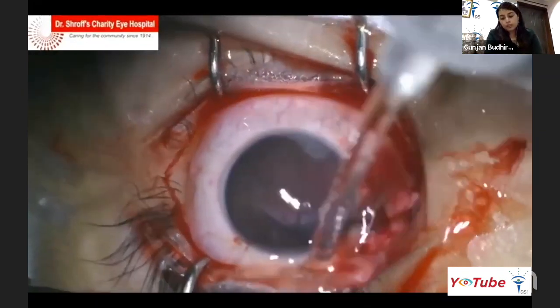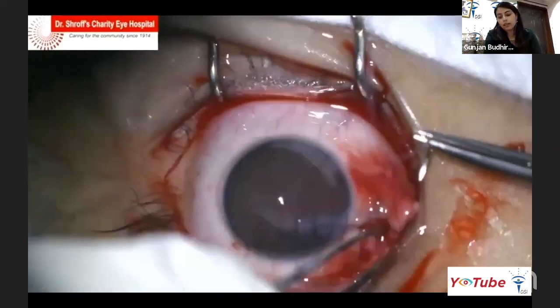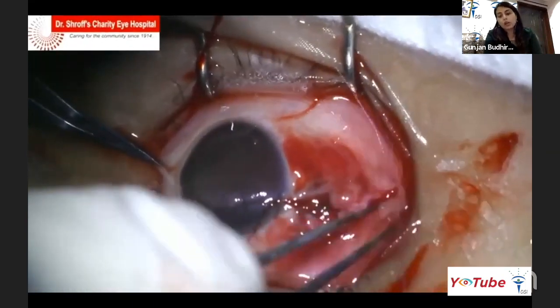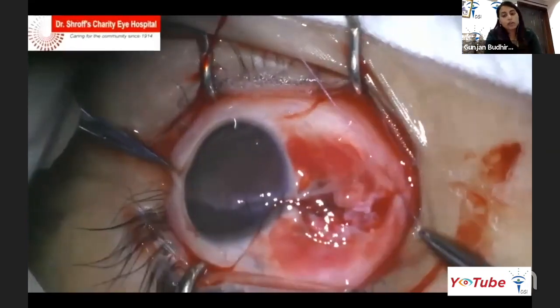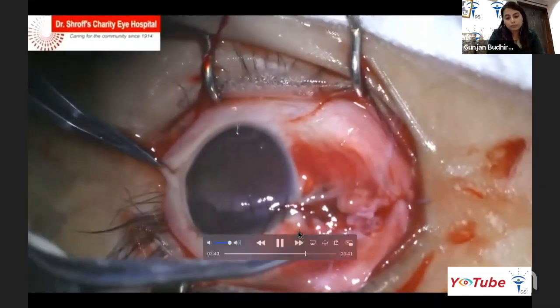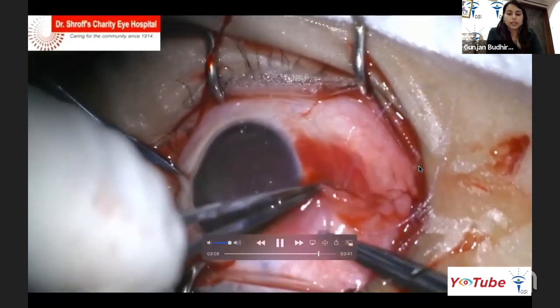Then we see here that we have already completed the scleral tear, and now we are looking that we have not missed any scleral tear. Now we're repairing the conjunctiva above with the help of the Vicryl suture again. So finally, we are completing the conjunctival repair as well.